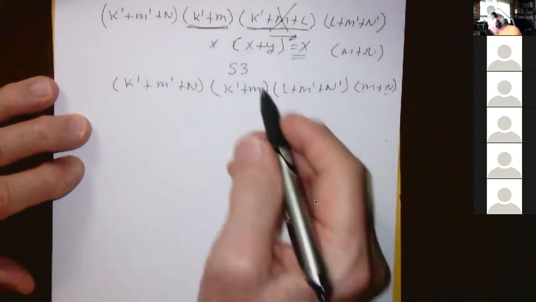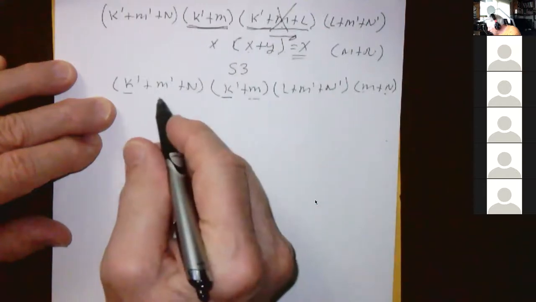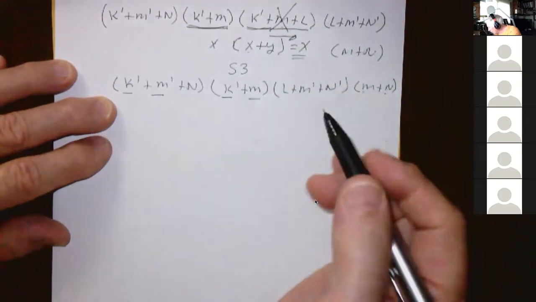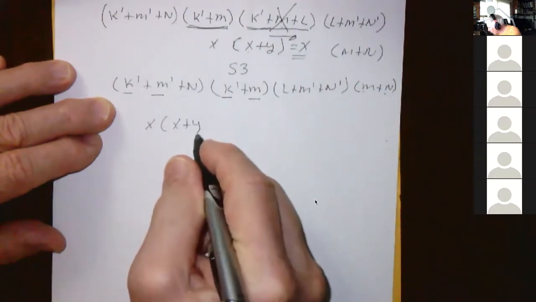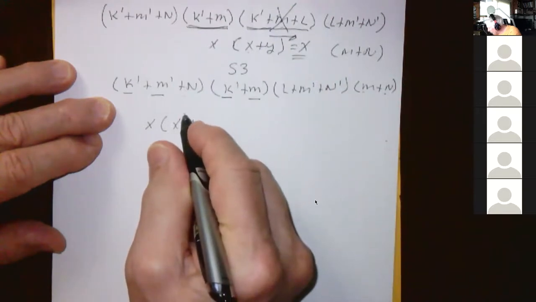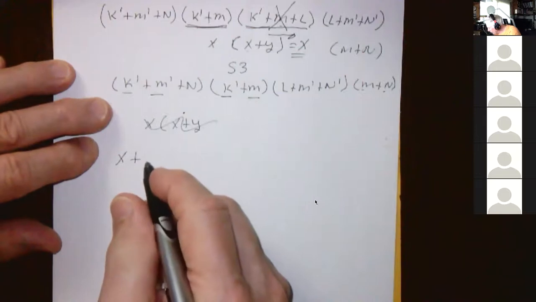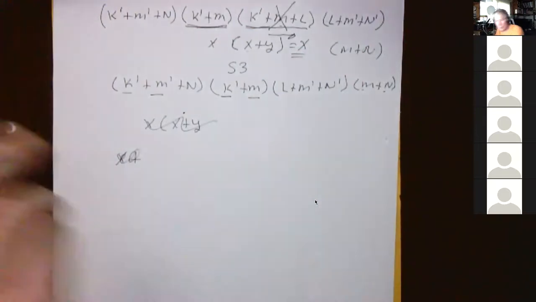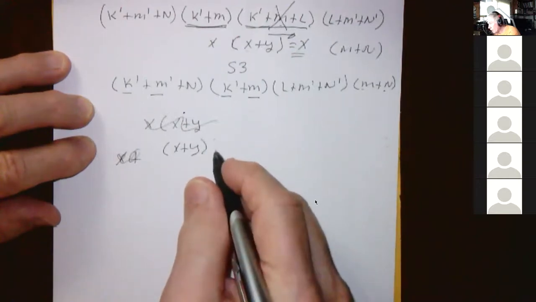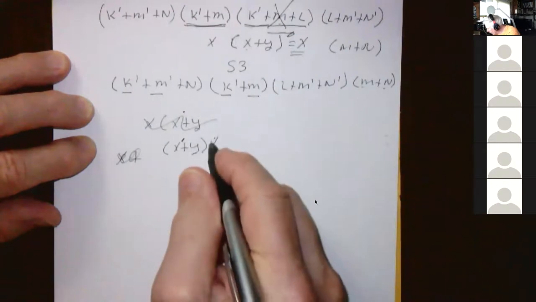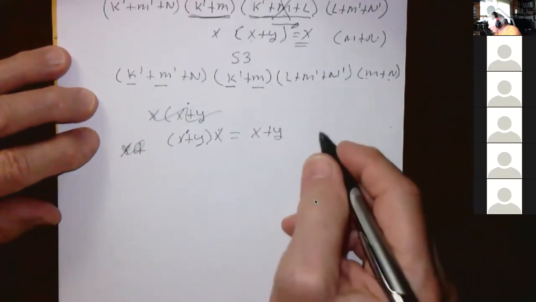All right, so now we're back to here. Notice we have a K prime and a K prime. We have an M and an M prime. And we don't really care about the N, it's additional. So we can use X times X plus Y. Let me write that theorem: the quantity X plus Y times X prime plus Y equals X plus Y. Which theorem are you writing down right now? C2.